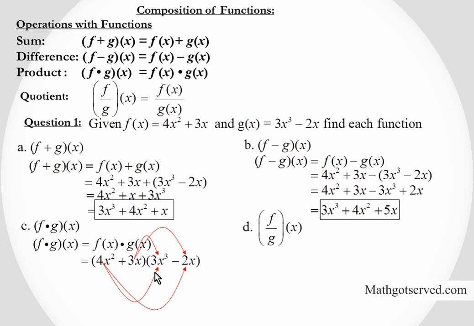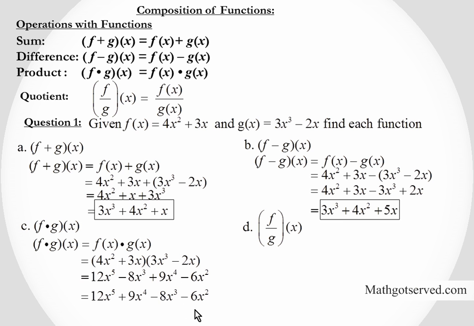So remember, anytime you're multiplying exponents, you add the powers and multiply coefficients. Applying that idea, let's go ahead and resolve this product of two quantities. 4x squared times 3x to the third is 12x to the fifth. 4x squared times negative 2x is negative 8x to the third. 3x times 3x to the third is 9x to the fourth, and 3x times negative 2x is minus 6x squared. Let's just write it in standard form because there are no common terms to be combined. So we have 12x to the fifth plus 9x to the fourth minus 8x to the third minus 6x squared.